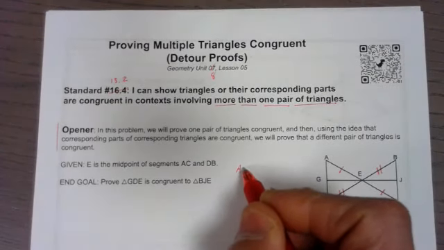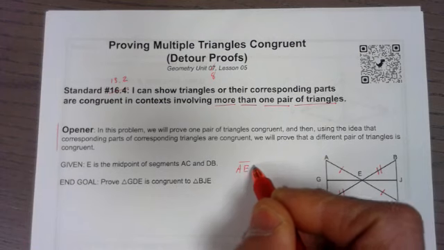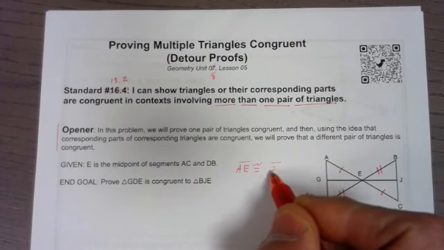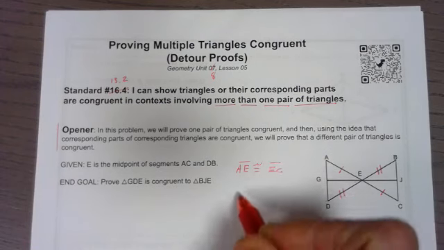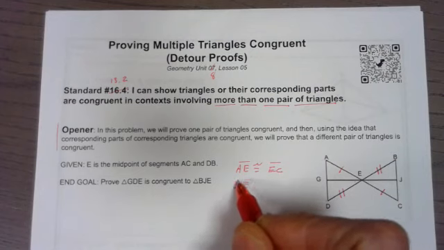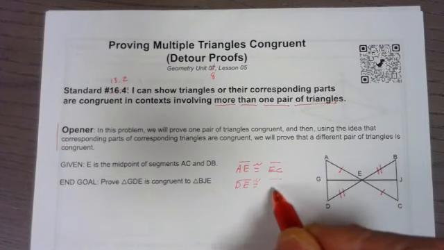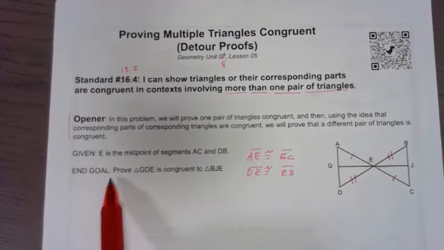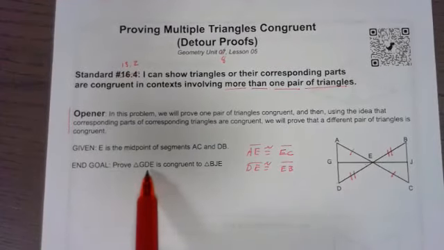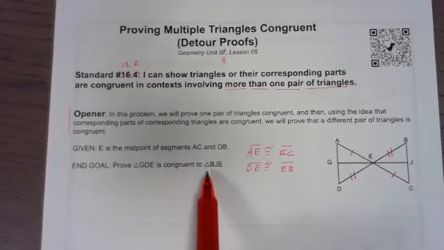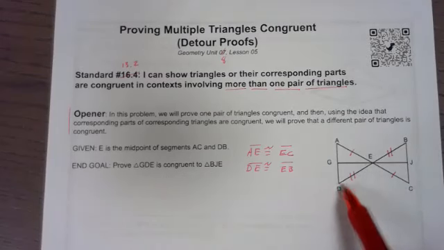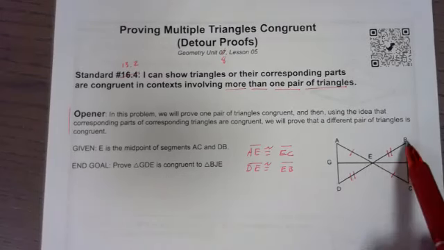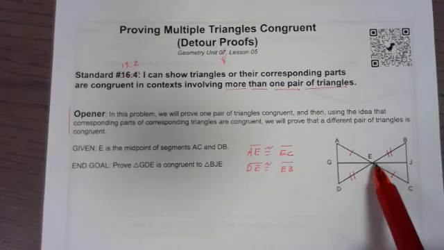So I'm just going to start jotting these down. AE is congruent to EC and DE is congruent to EB. Great. All right, so we know that. Now, what are we trying to prove here? Our end goal is to prove that triangle GDE is congruent to triangle BJE. So GDE is congruent to BJE.